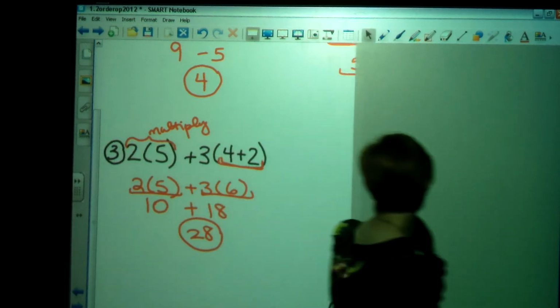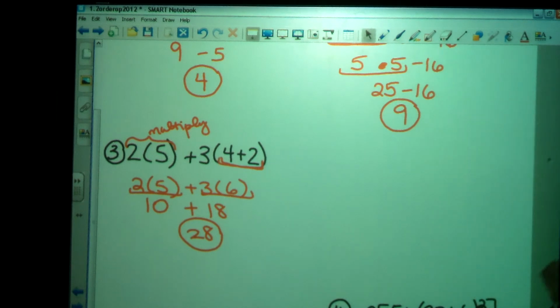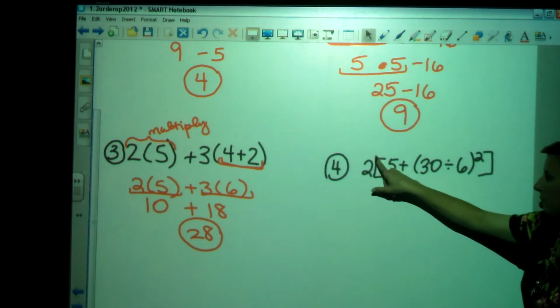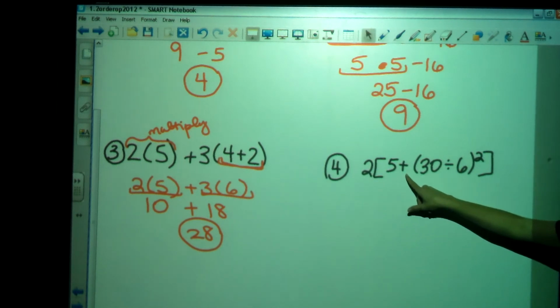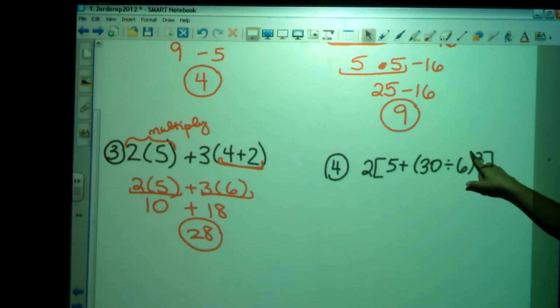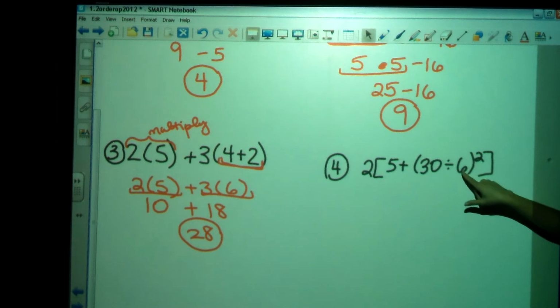Number 4, I'm going to have to scoot him up real quick too. It has 2, then a bracket, 5 plus, parenthesis, 30 divided by 6 to the second power, or 30 divided by 6 squared, and then we close our bracket.